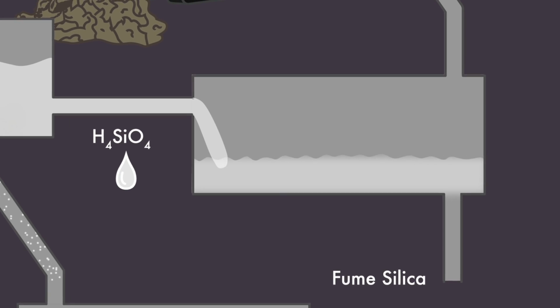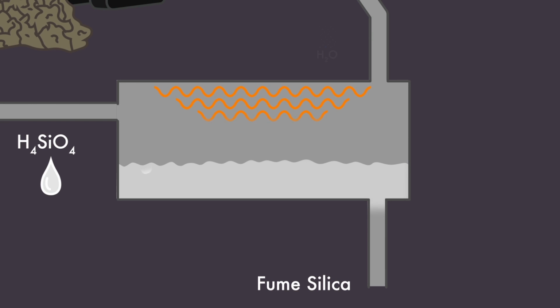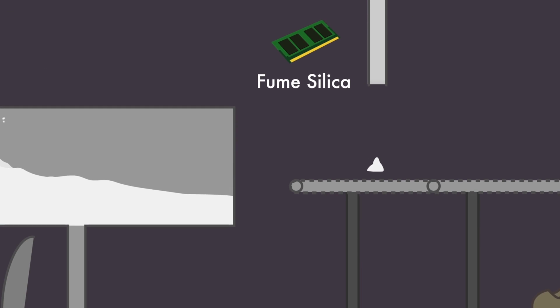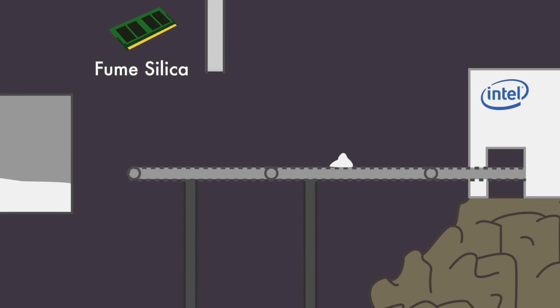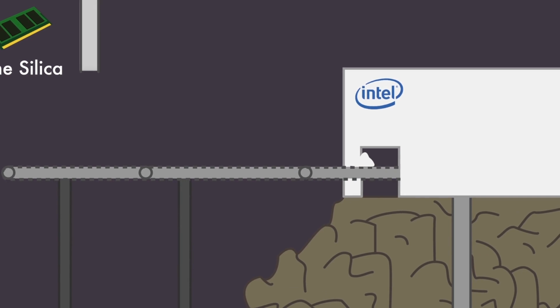The salicylic acid gets put in a dryer to evaporate off all the water, which leaves you with fumed silica. This is the material that computer chips are made of, so you can sell this off to Intel and help fund the rest of your operation.